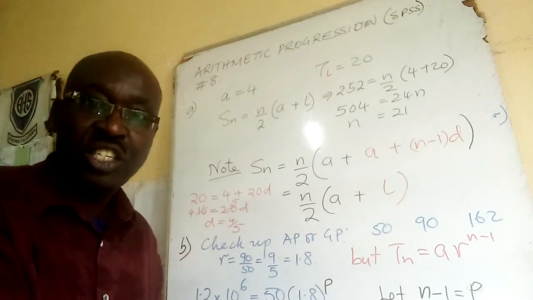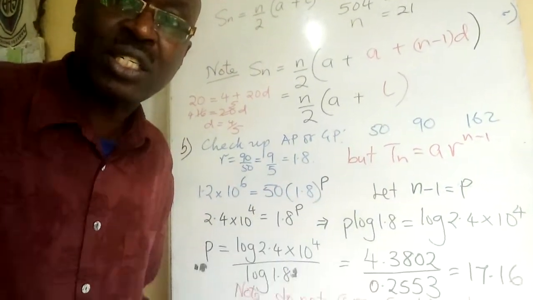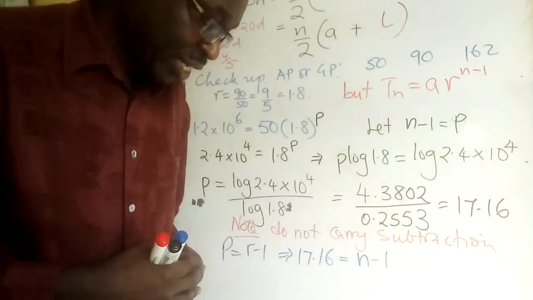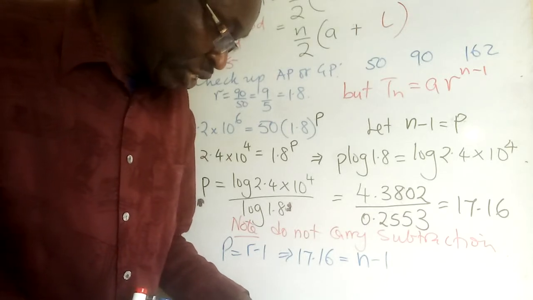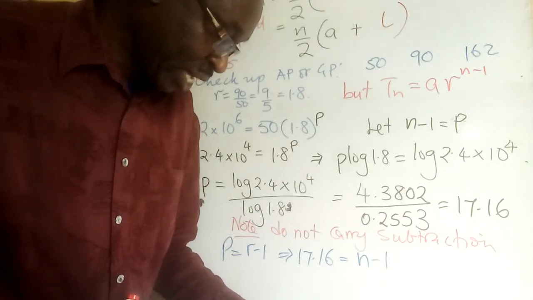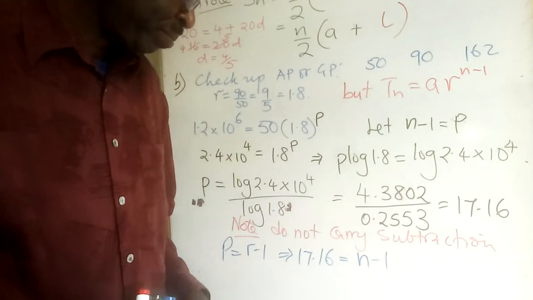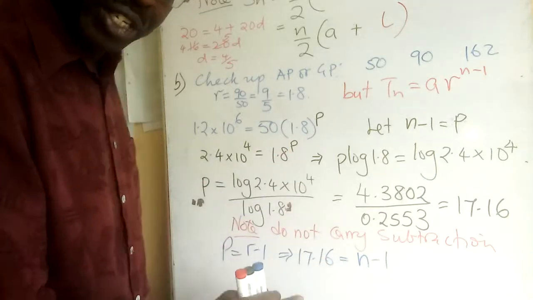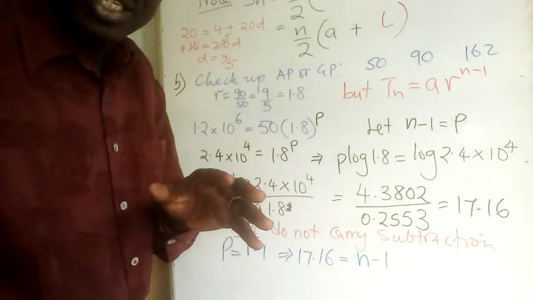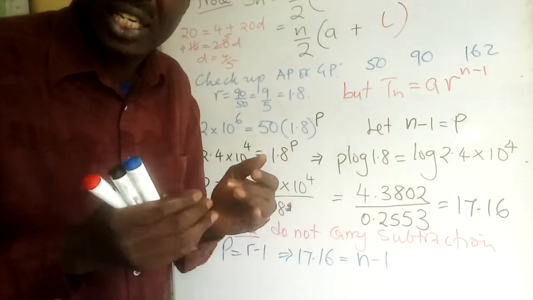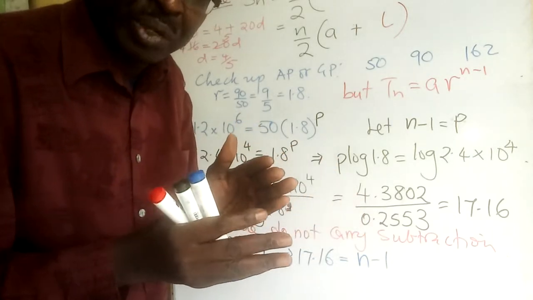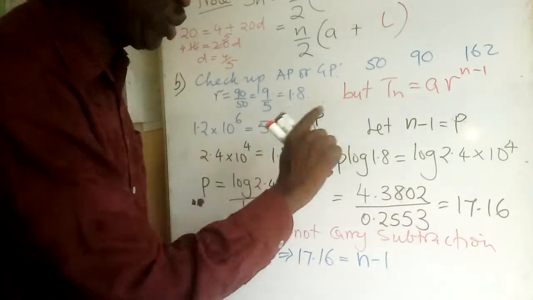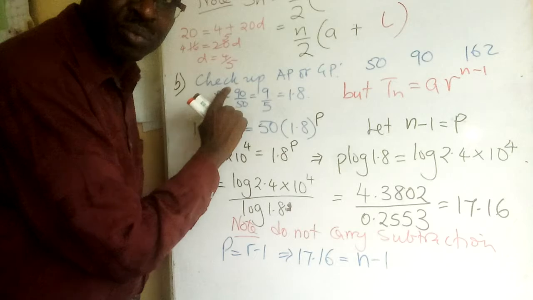But I'm interested in the second part, so let me focus there. The second part says that the population increases by 80% every 20 minutes. Every 20 minutes. I want us to concentrate here now. First, there is nothing that is guiding you to AP or GP. So when you are not sure whether it is an AP or GP, you do a checkup.